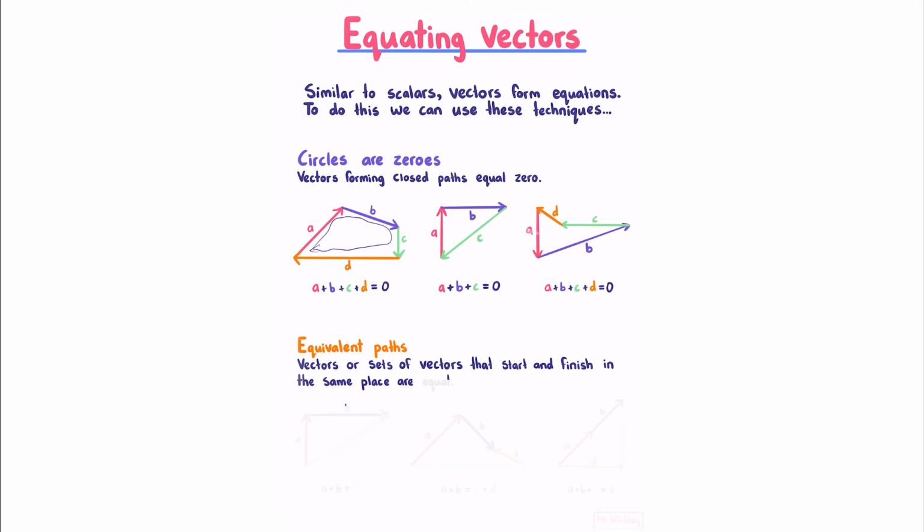in the same place are equal, so that a plus b starts and finishes in the same location as c, meaning that a plus b equals c. Similarly, a plus b gets you to the same place as c plus d, and so a plus b is equal to c plus d, and finally a plus b plus c gets you to the same place as d, and so a plus b plus c is equal to d. To be clear, this only works when we consider these as vectors with direction.